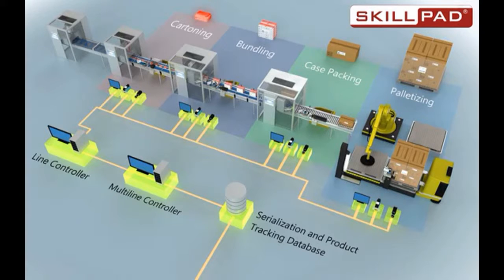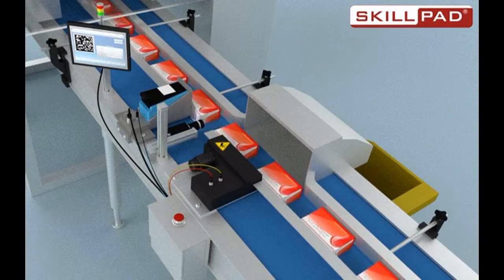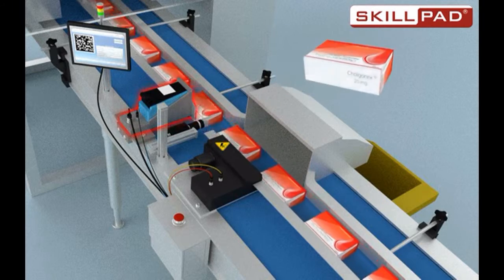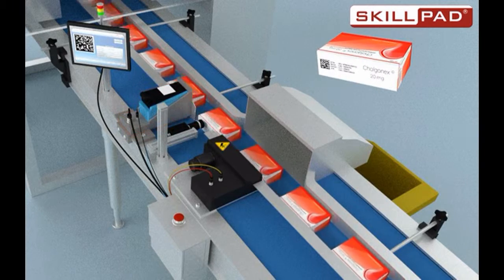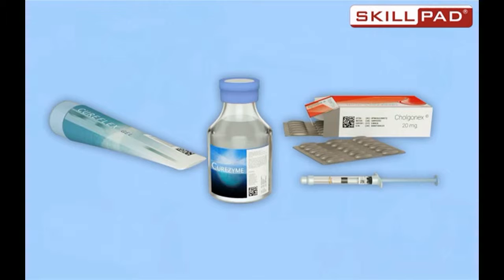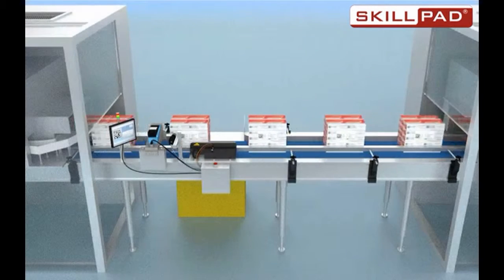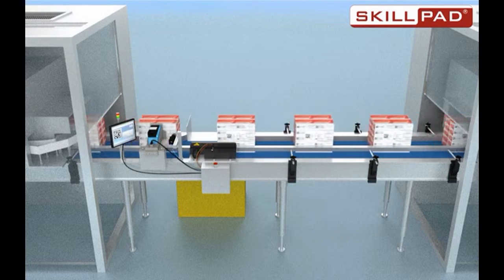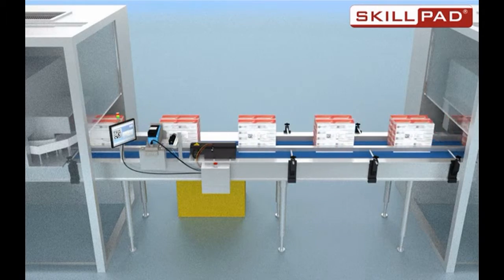Let's look at a single item as it goes through the serialization and aggregation process. The process begins when a new label with a unique serial number is placed on the item to identify it and its contents. The item is often a carton, but it can also be a bottle, patch, pre-filled syringe, or any saleable unit. Often, individual items are bundled together in preset quantities before being packaged in cases.